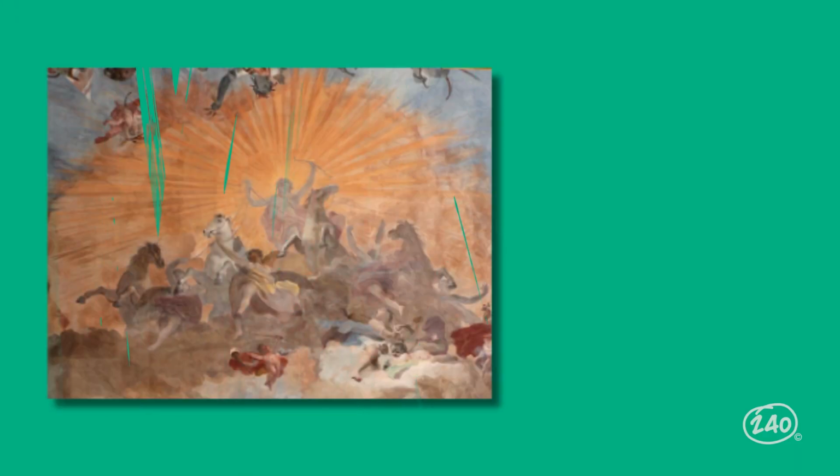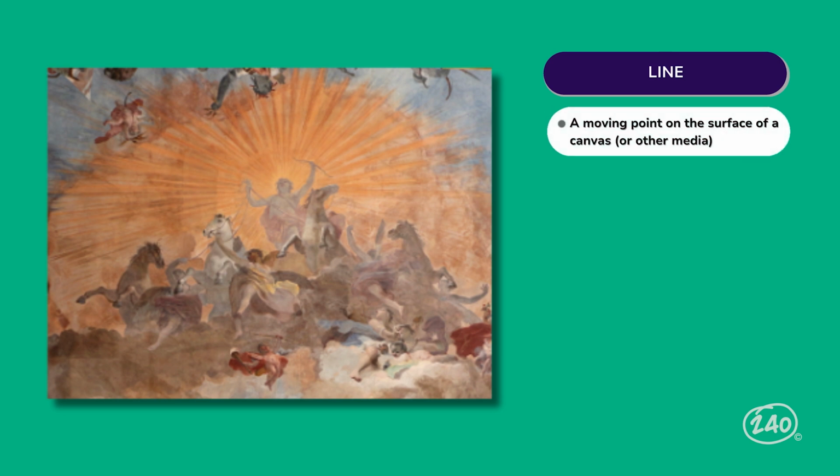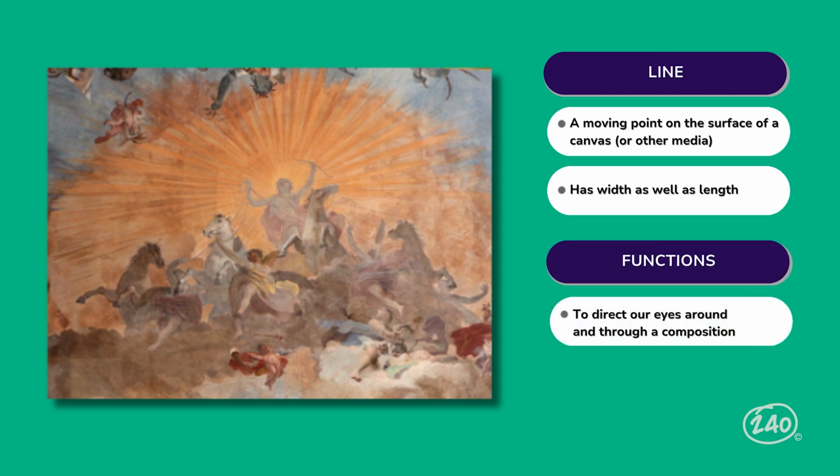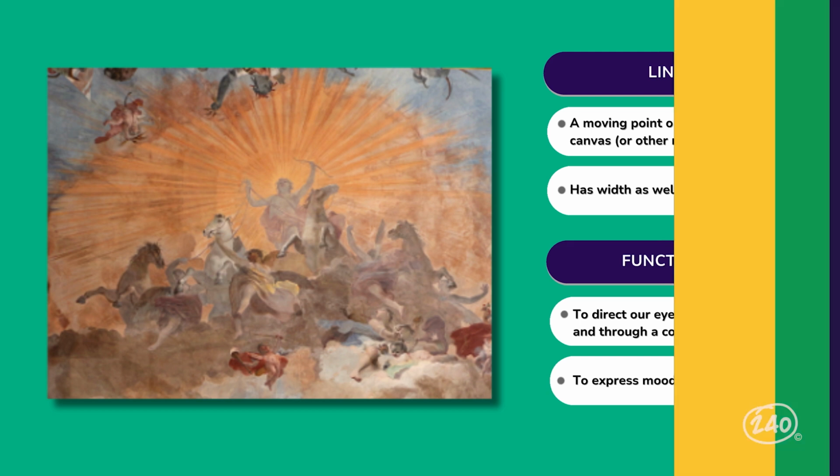As an element of art, line refers to a moving point on the surface of a canvas or other media. It has width as well as length. The functions of line are to direct our eyes around and through a composition and to express our moods and feelings. What kind of mood or feelings do you have from the use of line in this piece of art? Drop in a comment below.